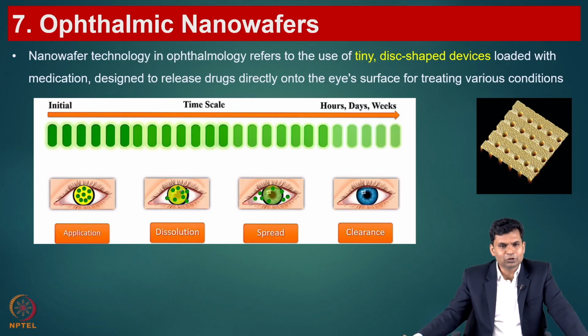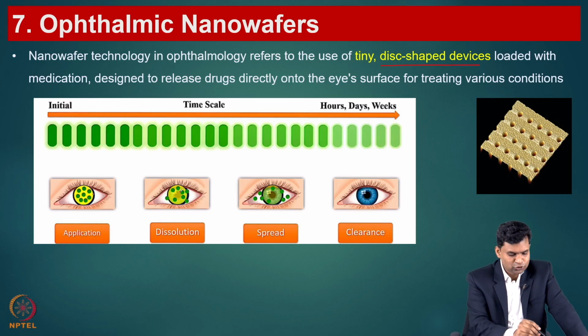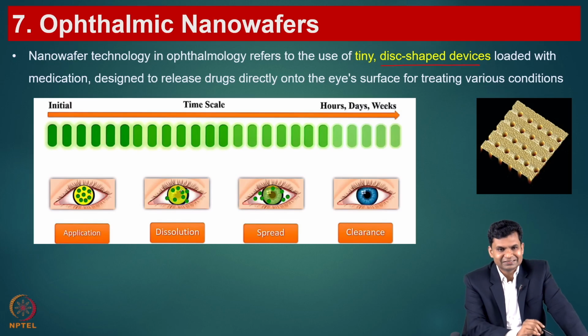Now, another topic is ophthalmic nanowafers. These look like tiny films, which come in a disc shape. They need to be placed on the eye, and after administration, they will take water from the tear fluid and then slowly release the drug. That is the second step, which follows the dissolution.